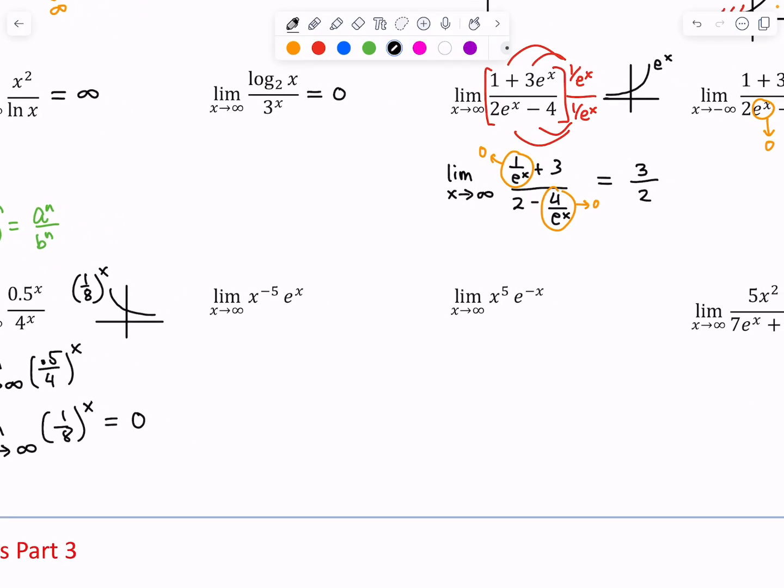Next example, I see a negative power on that x. Also, x is going to infinity again. Let's address the negative power first. This will be a limit as x goes to infinity of e to the x over x to the 5. And the exponential will dominate the power function in such a way that our fractions will blow up to infinity.